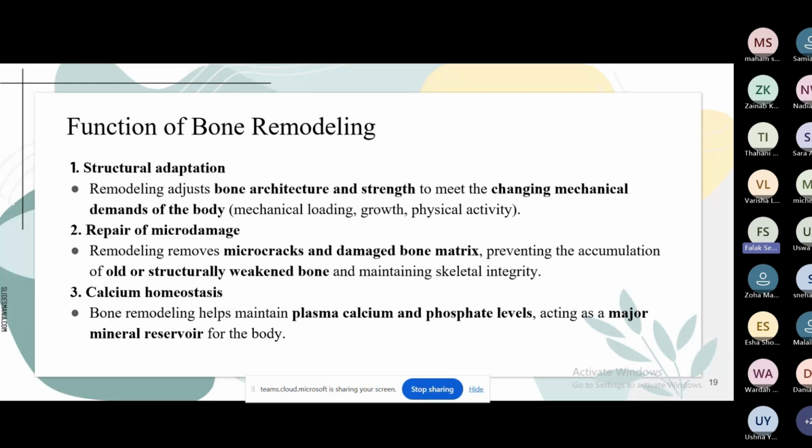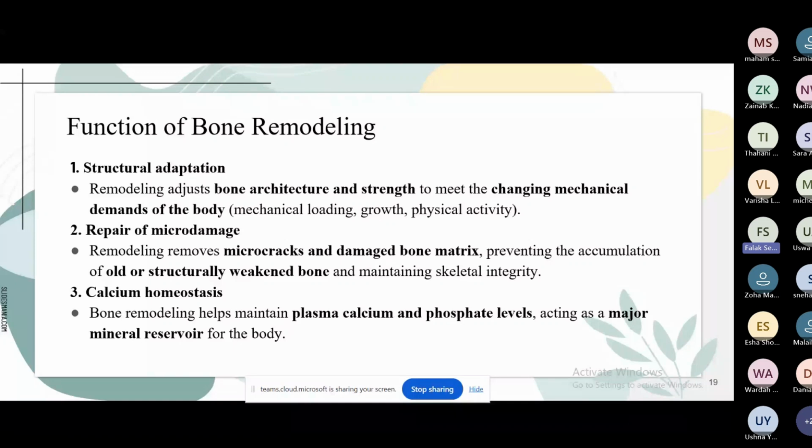Now, what is the importance of bone remodeling? It's important for structural adaptation. For example, it adjusts bone architecture and strength to meet the changing mechanical demands of the body, such as when someone is continuously taking a mechanical load during growth or physical activity. Bone remodeling is also responsible for the repair of micro damage, for example micro cracks and damaged bone matrix. So the old is removed and later on it's replaced by new bone.